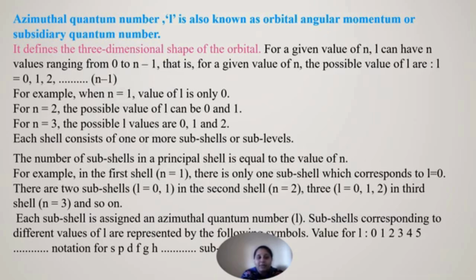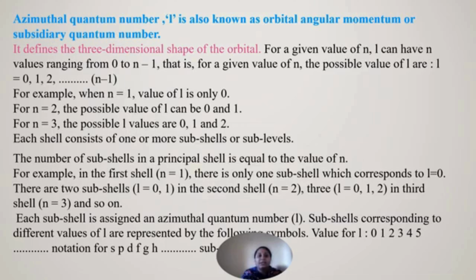For example, in the first shell, n equals 1, there is only one subshell, which corresponds to L equals 0. In the second shell, n equals 2, there are two subshells, L equals 0, 1. So it is determined based upon the principal quantum number. If n equals 1, L corresponds to 0. If n equals 2, L corresponds to 0, 1. If n equals 3, 0, 1, 2, and so on.